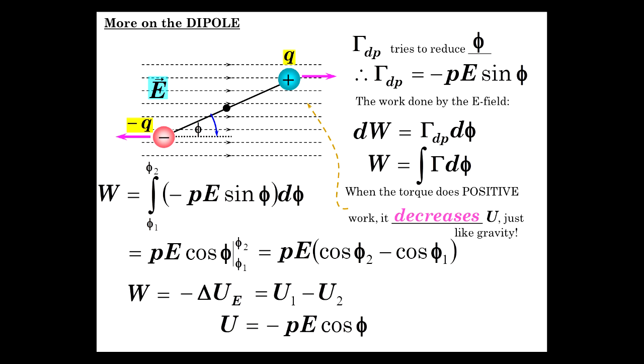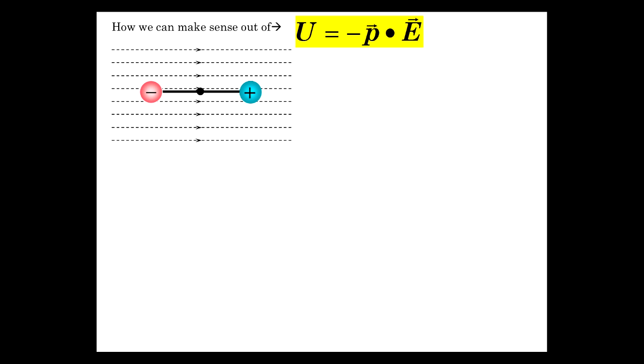The negative thereof. So the potential energy is minus PE cosine of phi. This vector times this vector, cosine of phi, is the electric potential energy of the dipole, being minus P dot E. So we have this astoundingly exciting expression: potential energy is minus P dot E. So let's make some sense out of that.